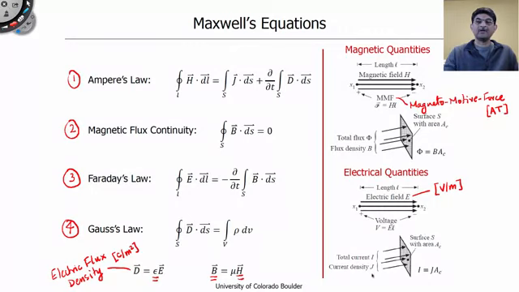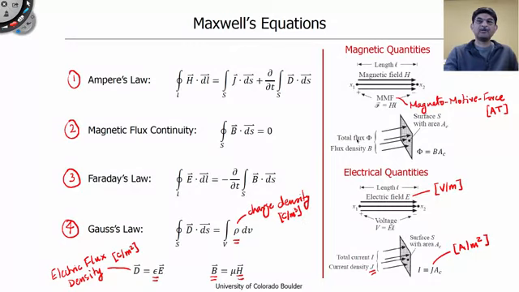Another quantity that is used in Maxwell's equations is current density, J. You can find J by dividing the total current going through some surface by the area of that surface. The units of J are clearly amps per meter square. Another quantity that is used in Maxwell's equations is ρ, which is the charge density. This is measured simply in coulombs per meter cube.